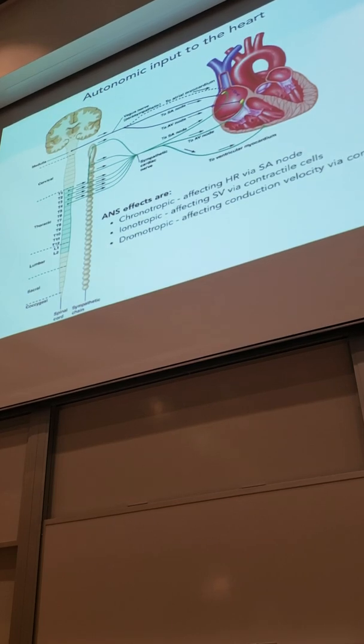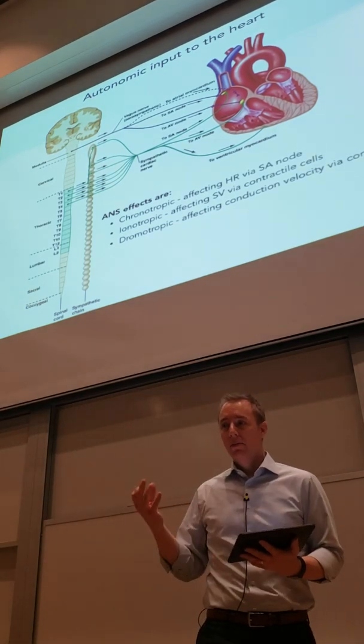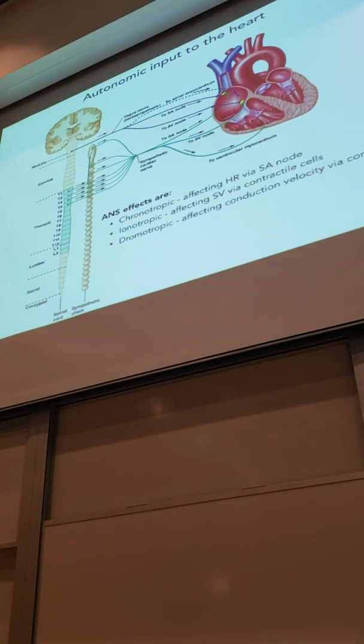So these neurons are only affecting the rate at which the SA node produces its action potentials, or they're affecting how strongly the chambers contract. They do not affect the timing of contraction directly, only in an indirect way by working through the SA node. So those are the autonomic nerves.